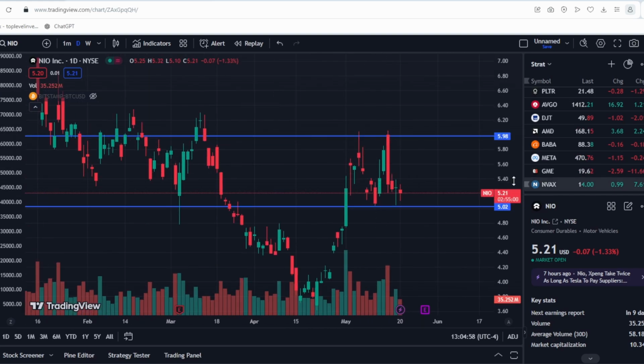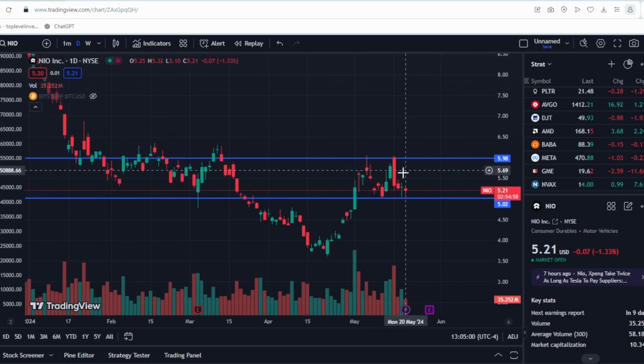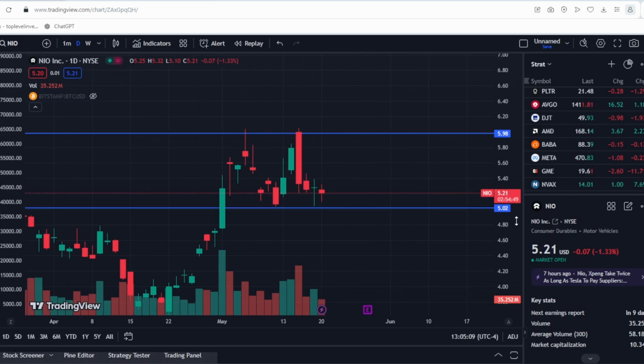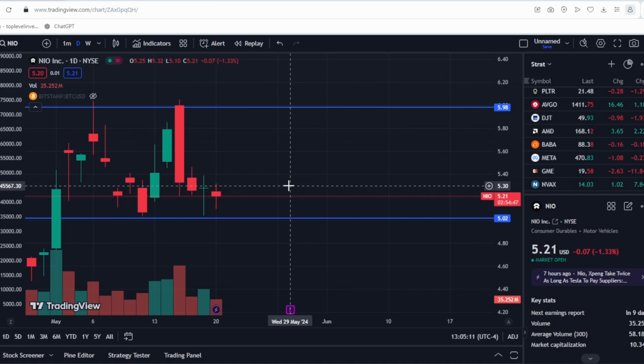After the report, depending on the results, we could see a breakout. A strong report might push the stock above the $6 resistance level, leading to potentially unlimited upward movement. In this scenario, the stock could gradually rise, possibly reaching $70 over time, with potential fluctuations along the way.